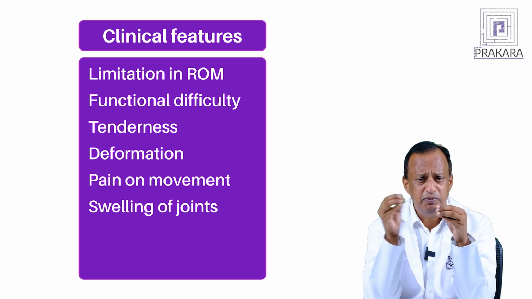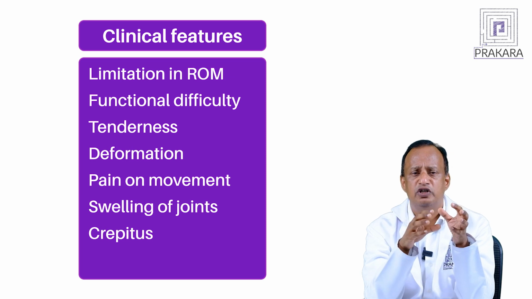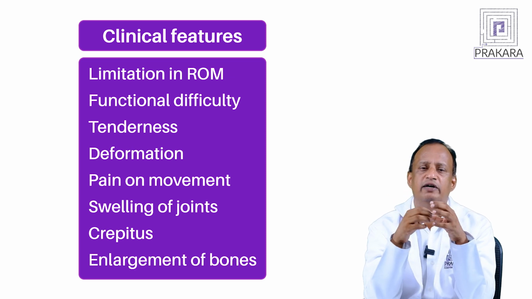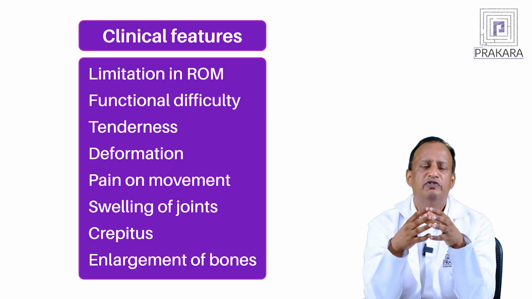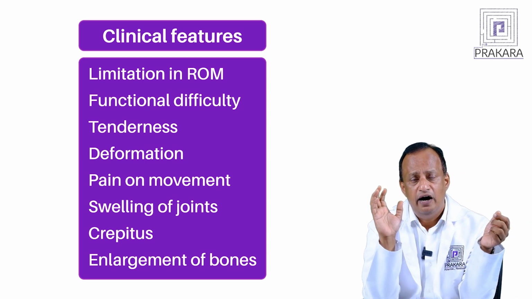The other specific features associated with this are crepitus as well as deformation, the enlargement of the bones, right? Because the stress causes enlargement of the bone. These are the associated clinical features for the arthritis of the hand.